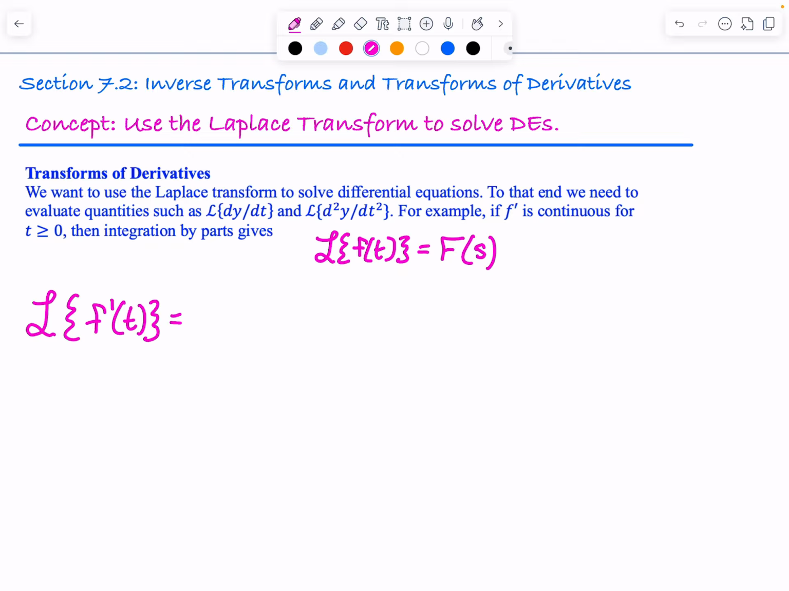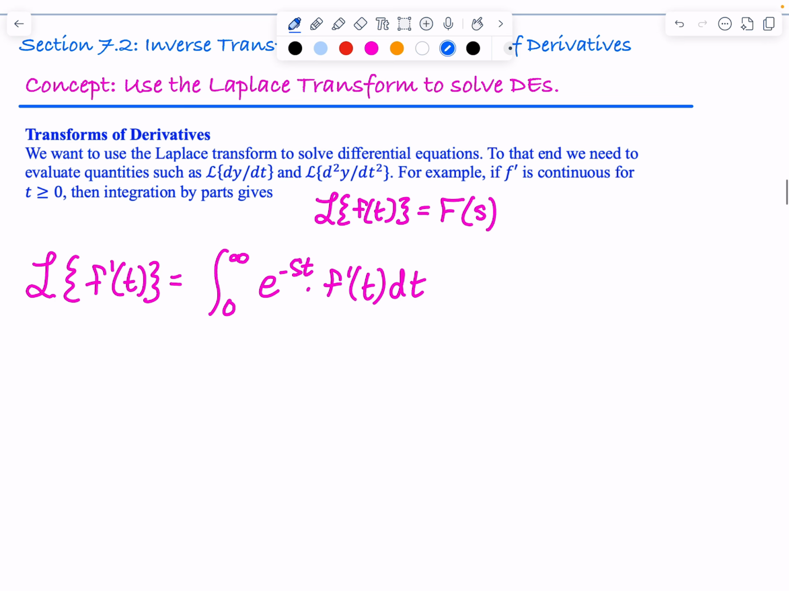All right, so we're going to use the definition, remember, which was the integral from 0 to infinity of e to the negative st times f prime of t dt. So that's just using the definition and plugging the derivative in. From here, there's really no way to move forward because we have t's in both. We have two functions, so it would make sense for us to go to integration by parts.